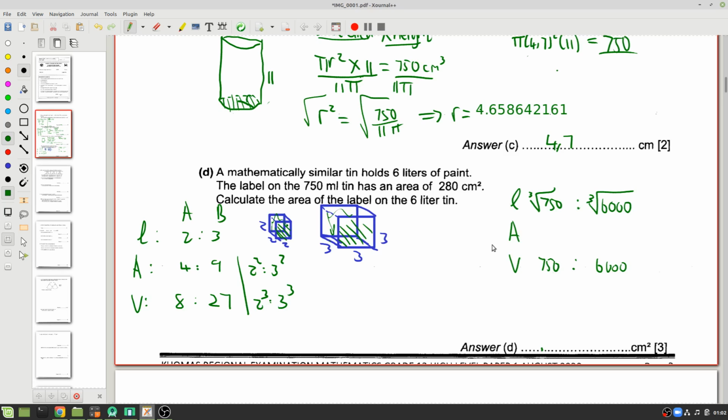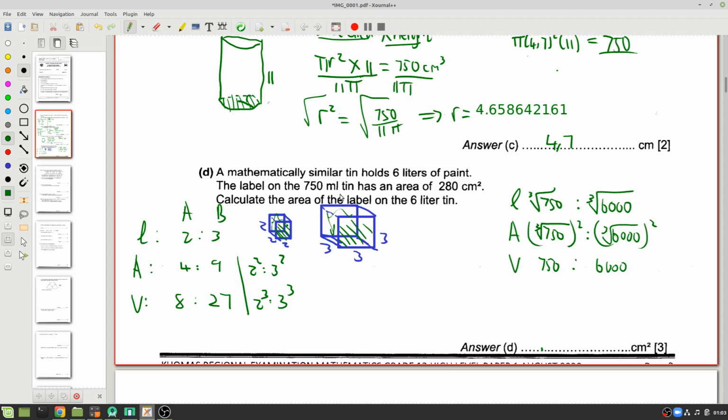And then to get the area, what did we say? We square the ratio of the lengths. So we're going to take the cube root of 750 and just square that, and then take the cube root of 6000 and square that. Okay, so now we have the ratios of the lengths, the areas, and the volume. So let's see what they ask.